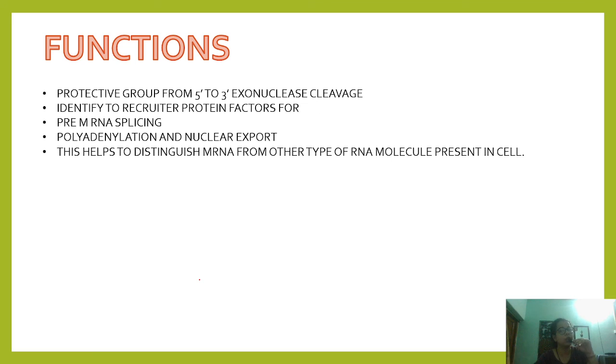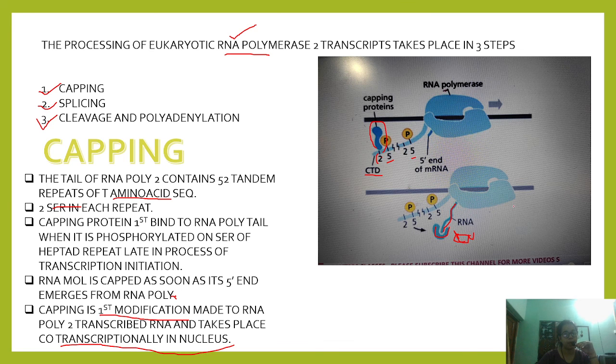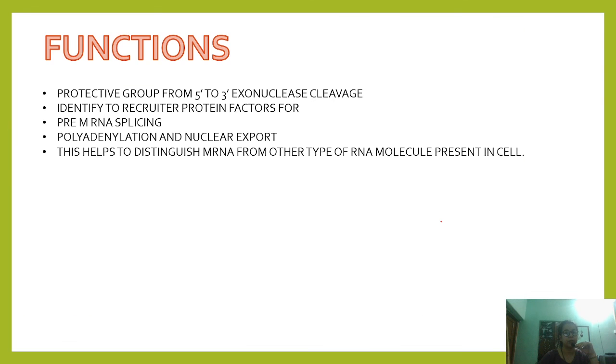Then what is the function of it? It protects the mRNA from degradation, because as soon as the mRNA is emerging, many nuclease enzymes will be present in the surrounding. They will attack and degrade the RNA, so there will be no use of it. So to protect from the attack of 5' to 3' exonuclease activity, it helps in mRNA protection, as well as it will also recruit proteins for mRNA splicing and polyadenylation, which are very important processes for modification as well.